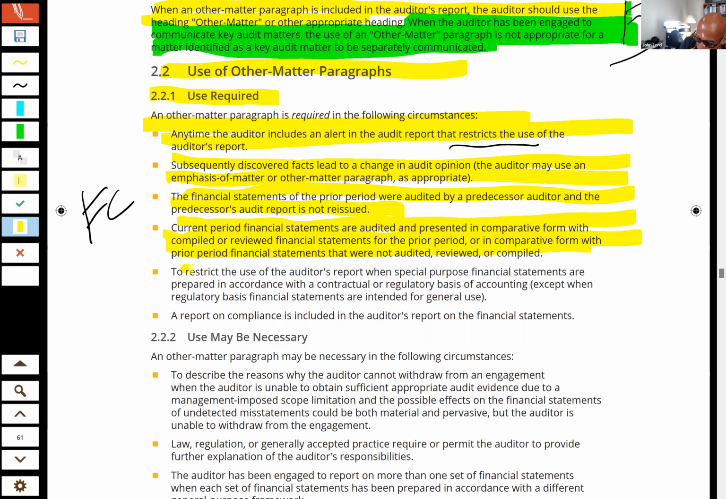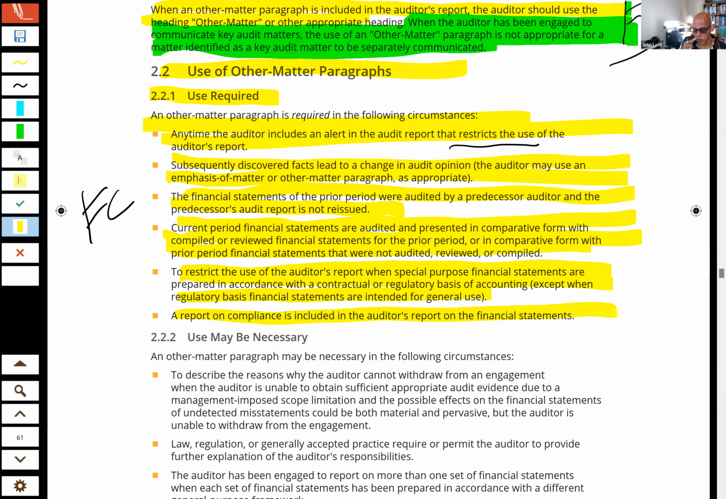And then to restrict the use of the auditor's report, there are some cases where I am going to be required to include the restriction in that other matters paragraph, and to report on compliance included in the auditor's report on the financial statements. That's pretty rare, but we'll get to that a little later towards the back of the chapters. Chapter 6, I think, we finally get to that. Okay, now flashcard these requirements as to when we are going to need to include the other matters paragraph.